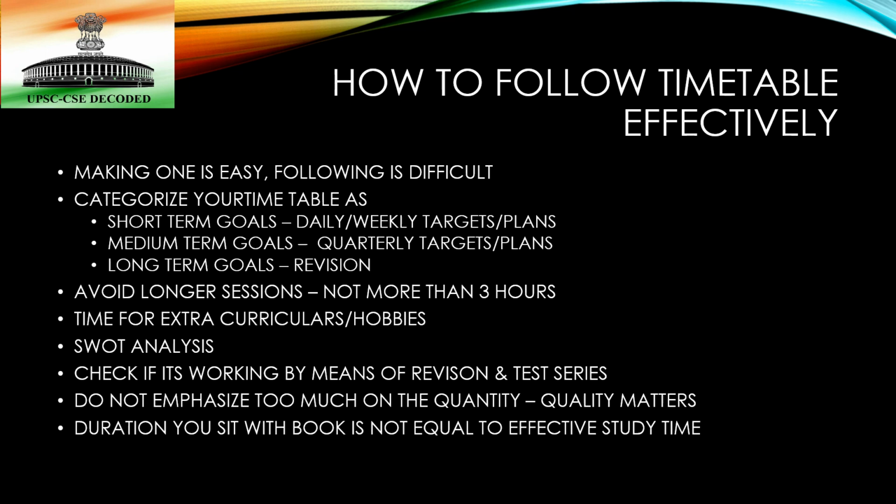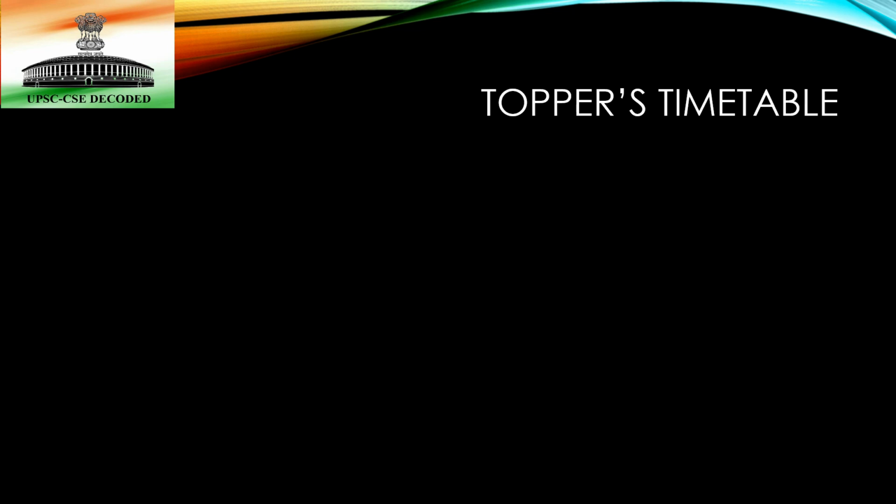You may be sitting with the book for say at least 5 hours in a day. You would have effectively read for just 2 hours. So do not take it into mind that I have studied for 5 hours today. It is not that you have sat with the book for 5 hours, but you have effectively read only for 2 hours. What is an ideal topper's timetable?